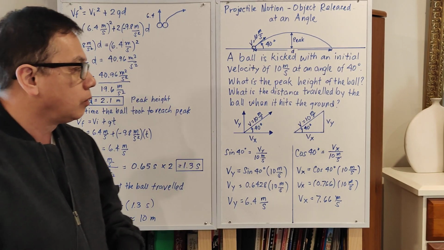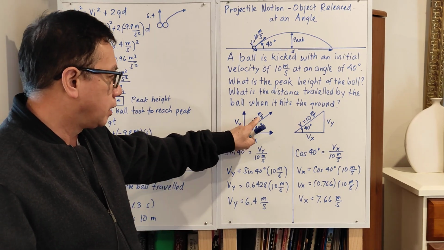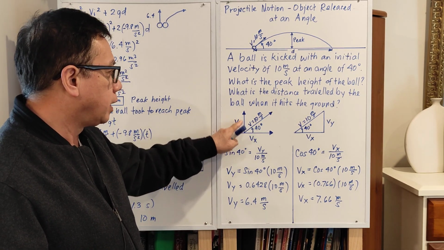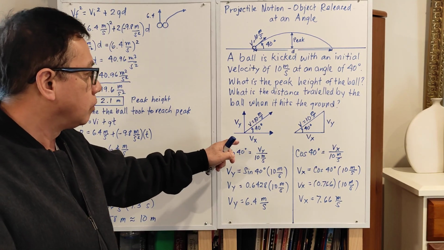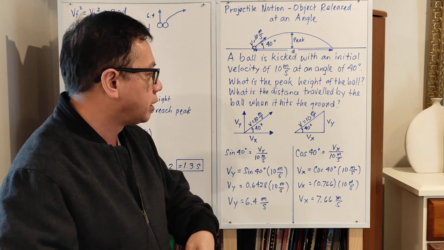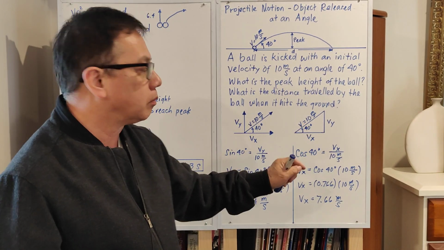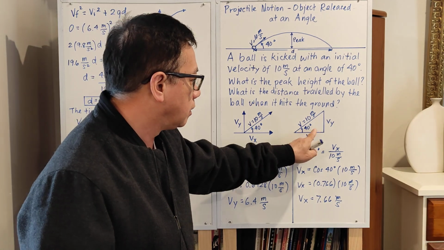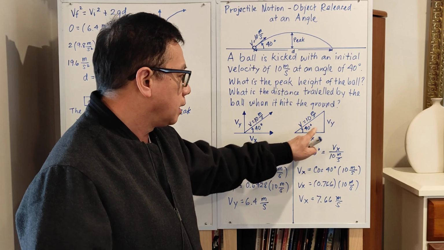Now, first we need to resolve the velocity of the ball, which is 10 meters per second, into its vertical and horizontal components. It's easier to draw this as a right triangle so that it's easy to solve using trigonometry. So this is your hypotenuse at 10 meters per second.